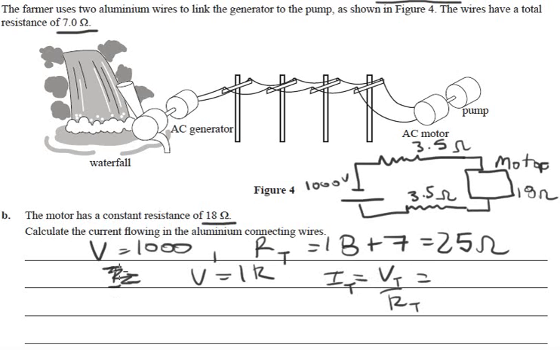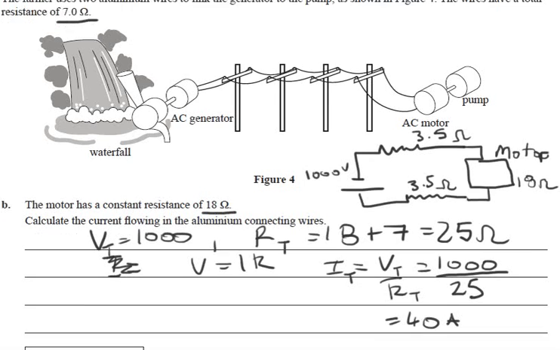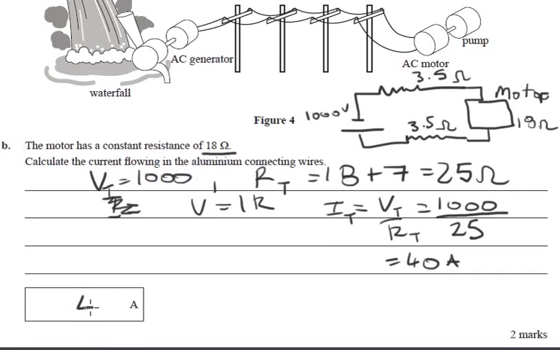Voltage total, we know, is 1,000. That's the total voltage from the supply. And the total resistance, not 18 and not 7, the total resistance is 25. And 1,000 divided by 25 gives me 40 amps. 40 amps. Alright, let me just open up the other file.